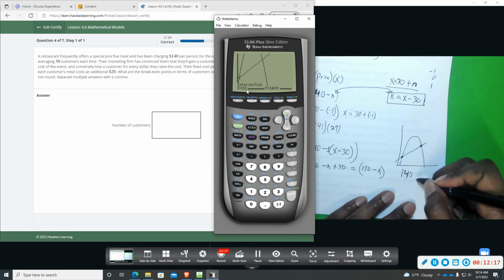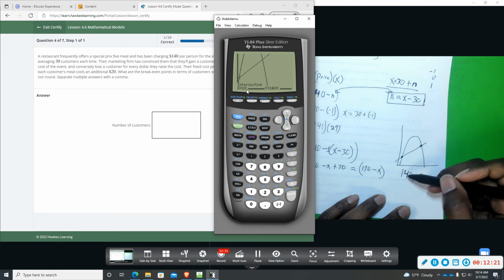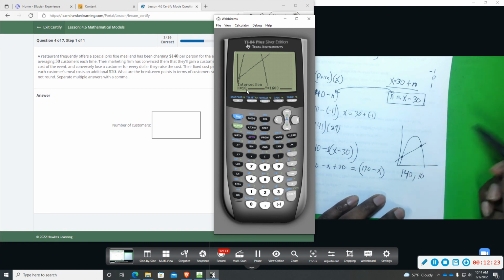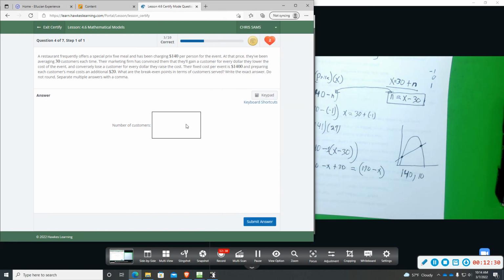So either I can raise the price and get 10 customers and break even, or I can lower the price and get 140 customers and break even. So we get 2 break even points, 10 and 140.